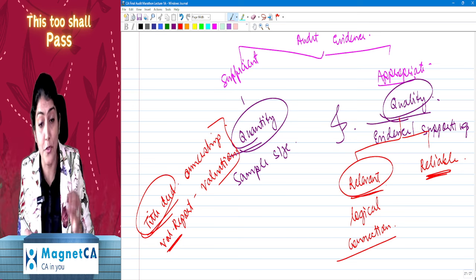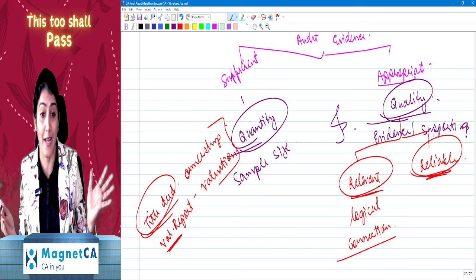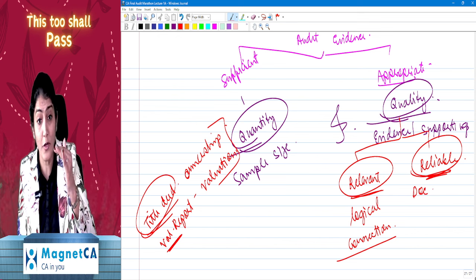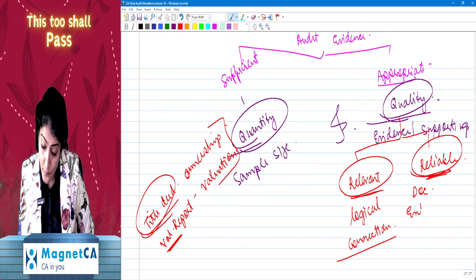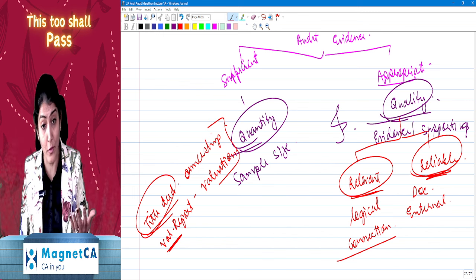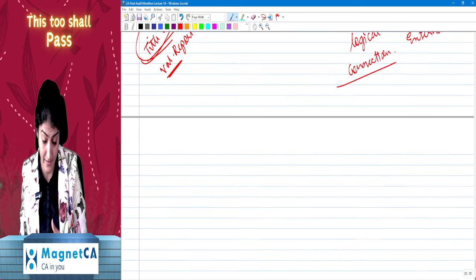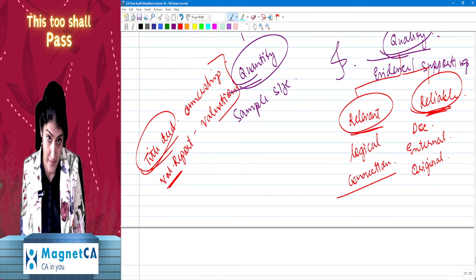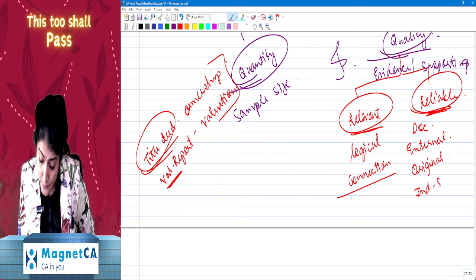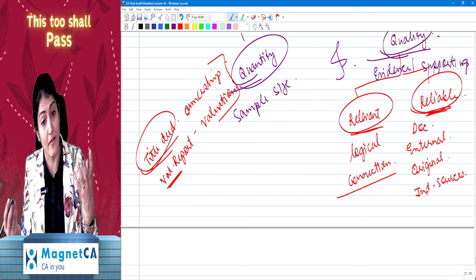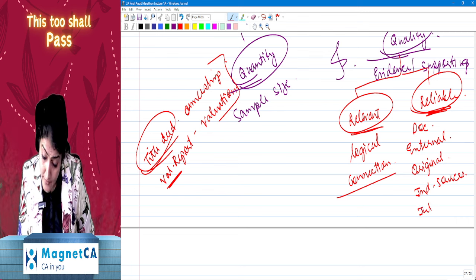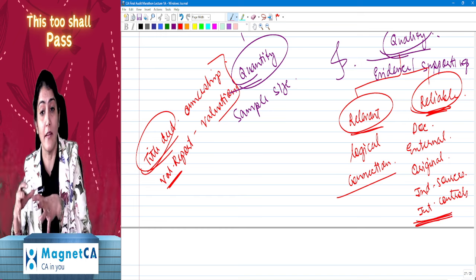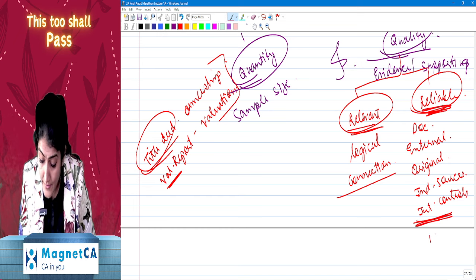Right? So that means it has to be relevant, and then it has to be reliable, where you know that written evidence is more reliable than oral evidence and documentary form. Then evidence obtained from external sources is more reliable than evidence obtained internally. Original documents are more reliable than photocopies. Evidence obtained from independent sources is more reliable. And when internal controls in the organization are effective, even internal evidence is more reliable. Right? So that is relevant and reliable.